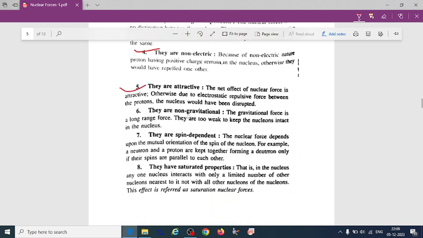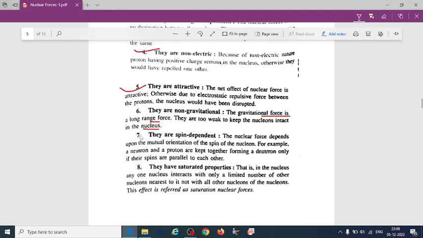Then next, they are non-gravitational. Gravitational force is a long range force, but this nuclear force is very short range. Gravitational forces are too weak to keep the nucleons inside the nucleus. That's why nuclear forces are non-gravitational.